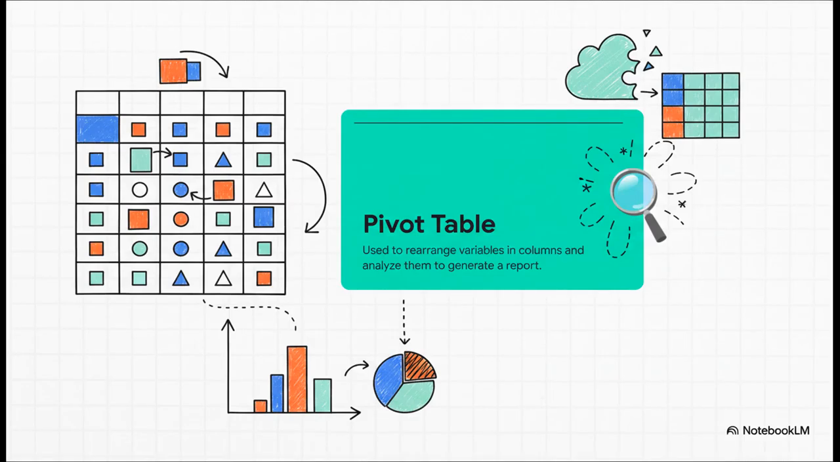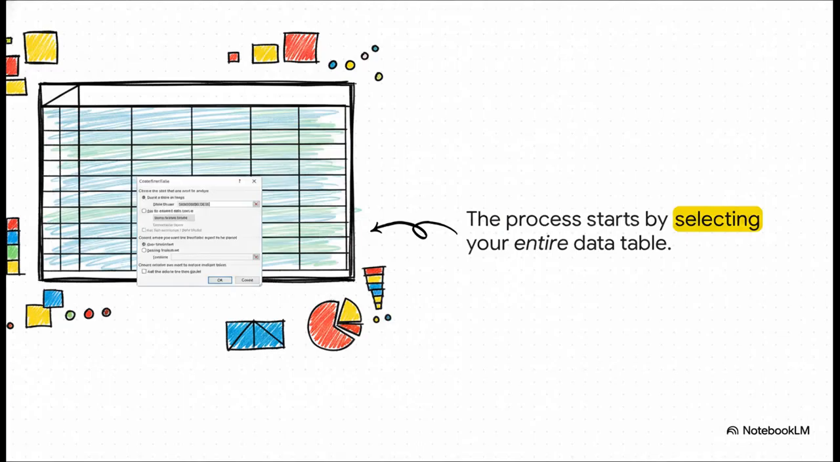It lets you take a massive table of raw data and just rearrange it on the fly. You can group things, you can get totals, you can find averages, all by just dragging and dropping fields around. No complicated formulas needed. It's amazing. And getting started is a piece of cake. It's almost the same as making a regular chart. You just select all your data, go to Insert, and this time you click Pivot Table.